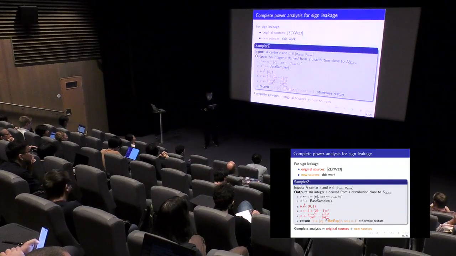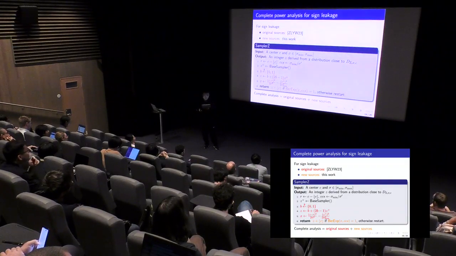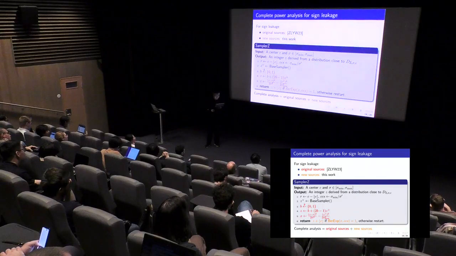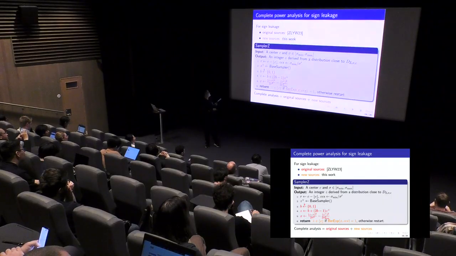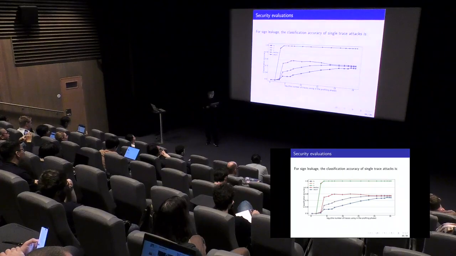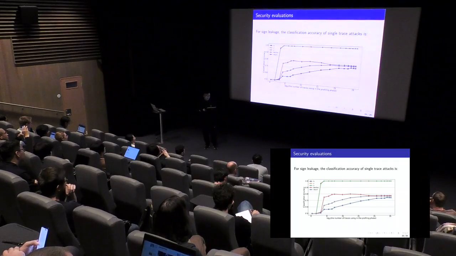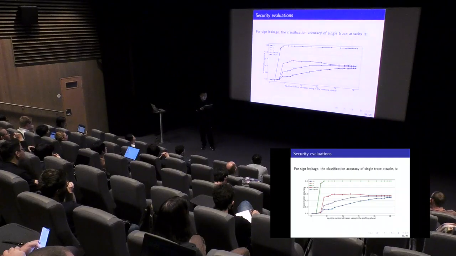For sign leakage, we identify the new sources of this kind of leakage, including the rejection sampling and return operation. So we also provide a complete power analysis by combining original and new sources, and we exhibit the classification accuracy for sign leakage. And we can see the leakages from new sources can also achieve sufficiently high accuracy.